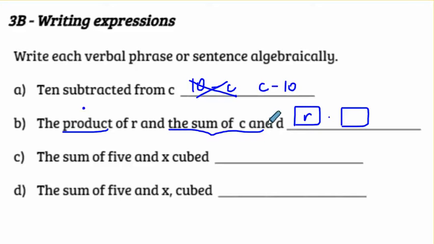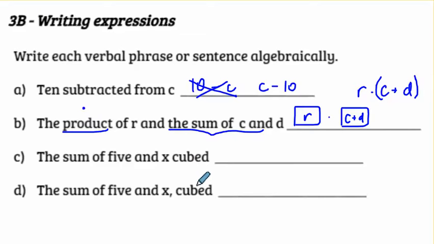Well, C and D, if we have the sum of that, would be C plus D. Now, think of the order of operations. If we leave it just like this, without the boxes, of course, we would have R times C plus D. Order of operations would say that the only multiplication that's going on is the R times the C. And we want R times the sum of C and D. So that means we want to add first, which means we need to put parentheses around those two variables.